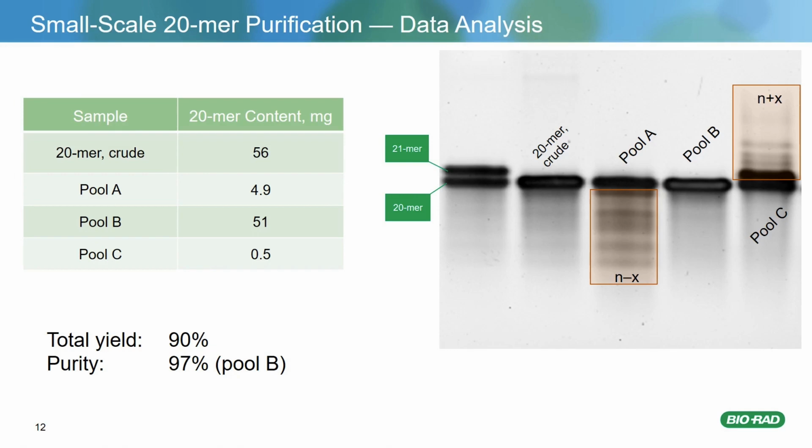Here you see the data analysis of the small scale purification. So the SDS-PAGE on the right shows the 21 mer ladder, and then you can see the crude material followed by Pool A, Pool B, and Pool C. A total of 56 mgs of the crude was loaded onto this column. Pool A contained 4.9 mgs of this, Pool B 51 mgs, and Pool C 0.5. But you can very clearly see the N-X and the N plus X in pools A and C. The total yield for Pool B was 90% and had a purity of 97%.